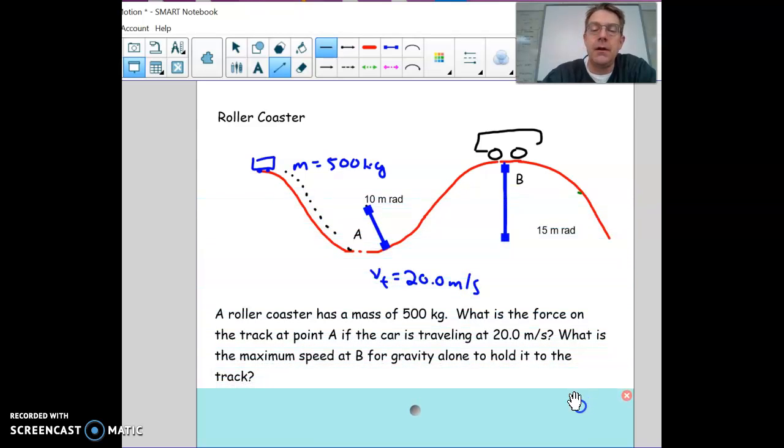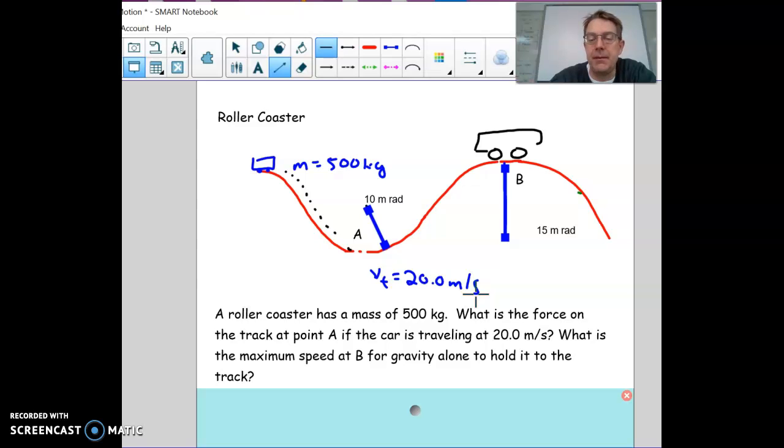Okay? So this roller coaster, this car has a mass of 500 kilograms, and it comes down this, and at the bottom of this arc here, there's a circle, or a semicircle, or at least the curvature of the circle would be 10 meters in radius. And then it's going to come back up a next hill, and this next hill, let's say, has a radius of 15 meters. Now, the velocity at the bottom of this first hill is 20 meters per second.